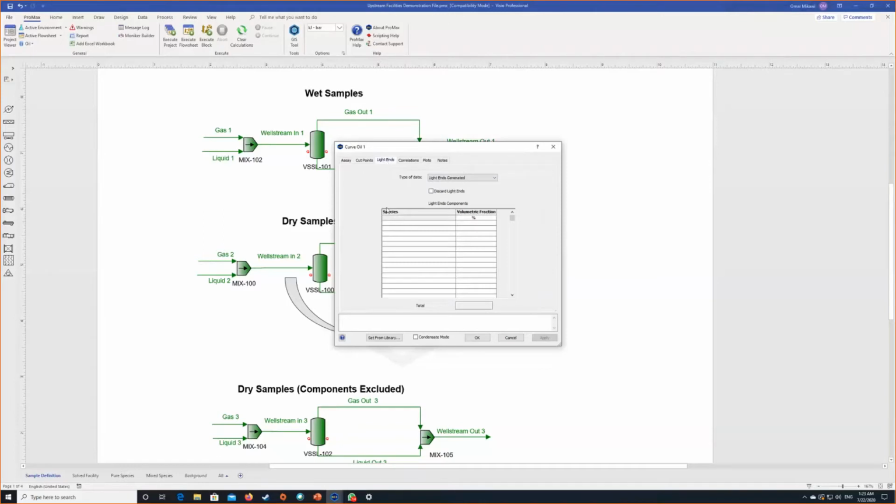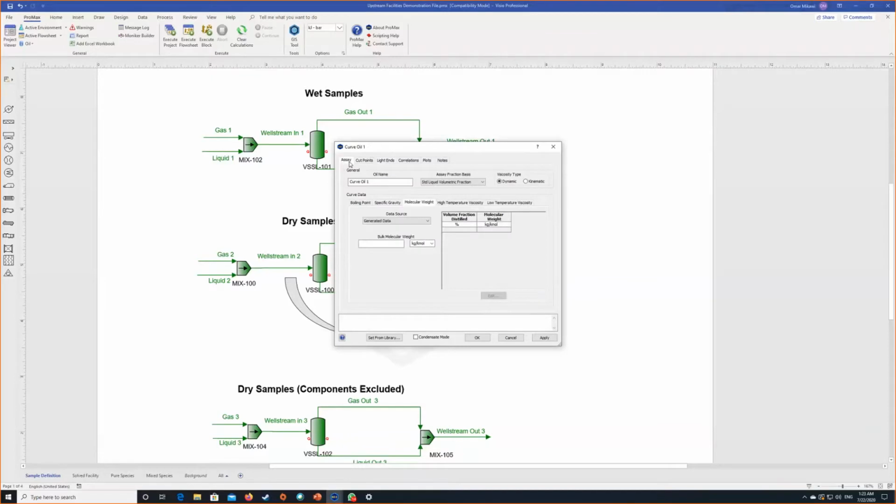You can also enter light ends into your system. So in here, I can say that there is a methane light end, an ethane light end, and so on and so forth. This is advantageous when we are trying to represent our entire well stream as a single oil. And then once this curve oil is added to the system, we can then add that curve oil wholesale into our environment.